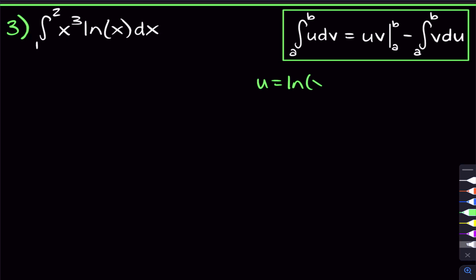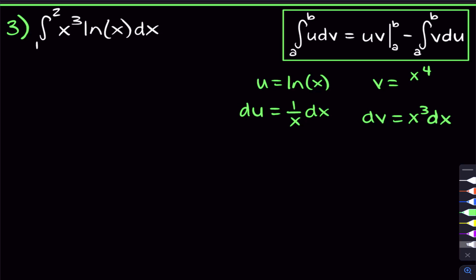If u is natural log of x and dv is the other part of the integral, that's x cubed dx, then we get that our du, that's the derivative of natural log of x, that's 1 over x dx. And v is the integral of x cubed dx, that is x to the 4th over 4, or you can write that as 1/4 times x to the 4th, whatever you want to do.